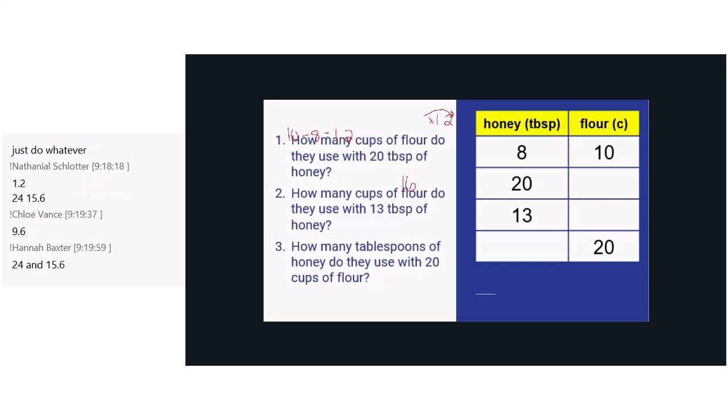So we should be multiplying, right? Oh, my calculator doesn't work. Yeah, there we go. 24, 15.6. Chloe, how'd you get 9.6, if you don't mind sharing? I'm wondering if maybe you divided on accident instead of multiplied.